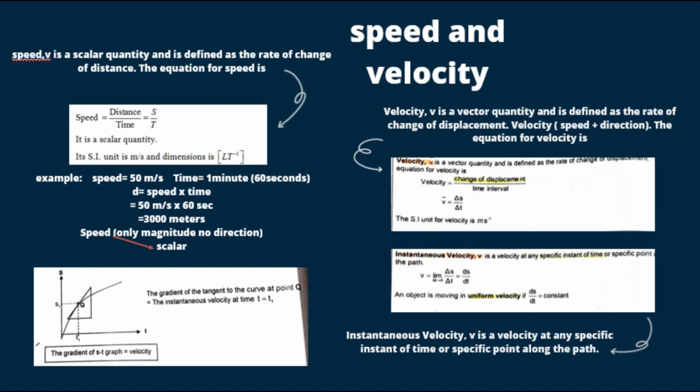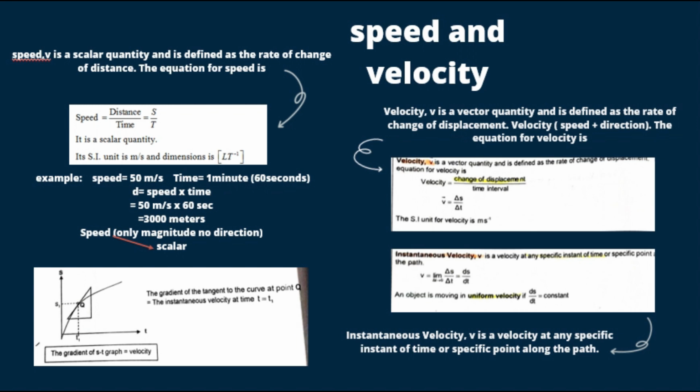So for example, speed, we have 50 meters per second, time is 1 minute, which is 60 seconds. So we use the formula given, which is distance equals speed multiplied by time. So 50 meters per second multiplied by 60 seconds. So we get the answer 3000 meters. So speed has only magnitude and no direction, which is why speed is scalar.